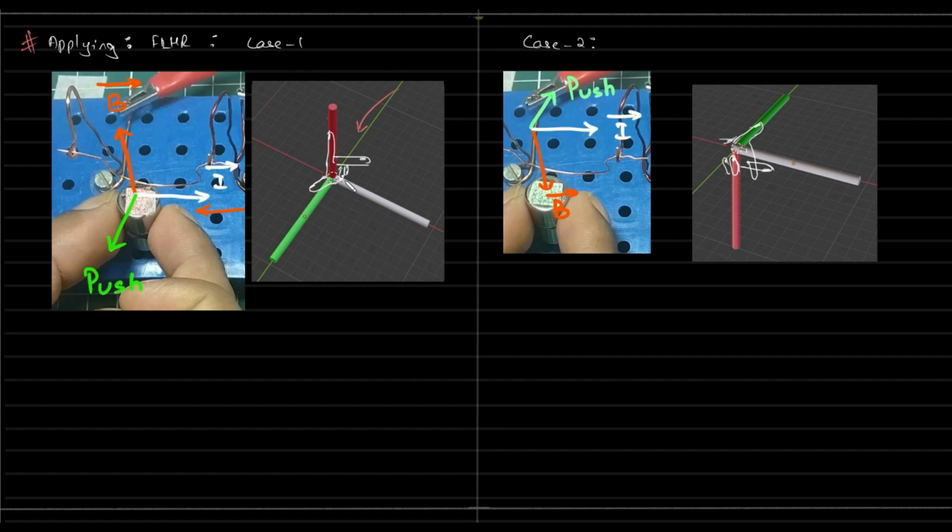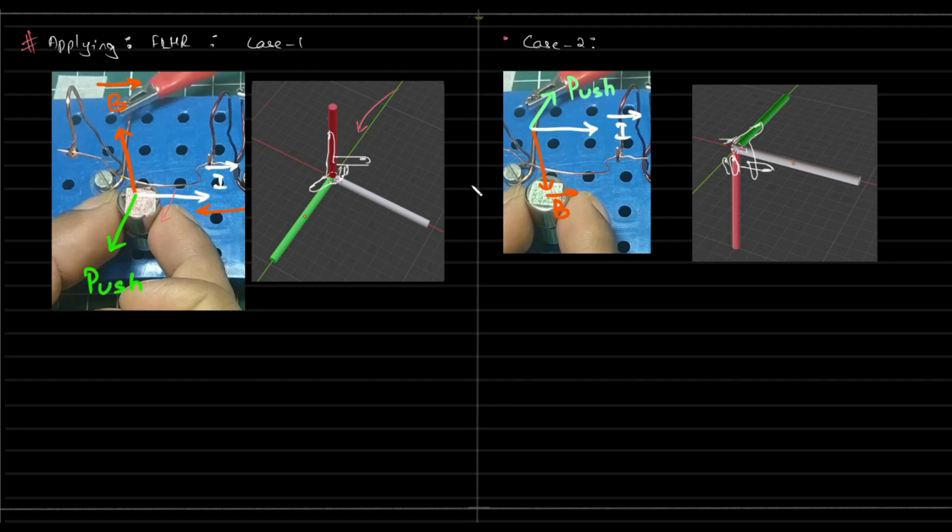Again, look at the diagram. How is the thumb pointing? The thumb is pointing towards you, is it not? So that's how the copper wire will move. That's what Fleming's left hand rule tells. If you give the direction of the current and the magnetic field, it will tell in which direction the copper wire will move. As simple as that.